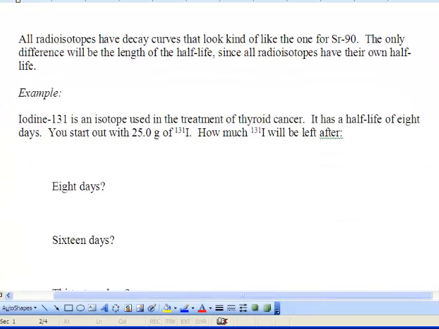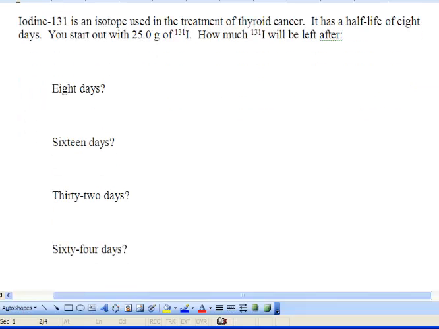All radioisotopes have decay curves that look kind of like the strontium-90 one. We talked about this. The only difference will be the length of the half-life, since all radioisotopes have their own half-life. So let's look at iodine-131 as an example. It's an isotope used in the treatment of thyroid cancer. Now, it has a half-life of 8 days, very, very short. So if you start out with 25 grams of iodine-131, how much will you have left after 8 days?